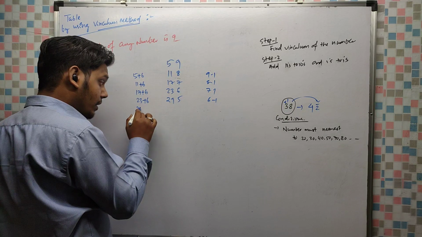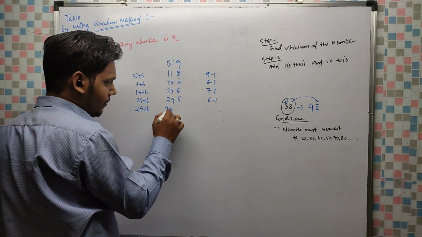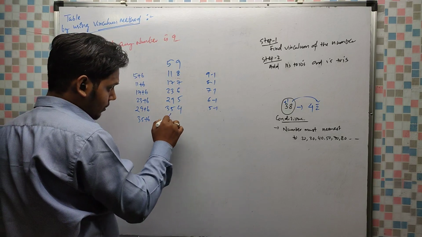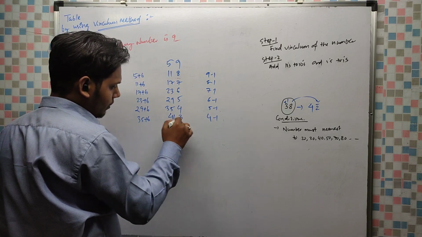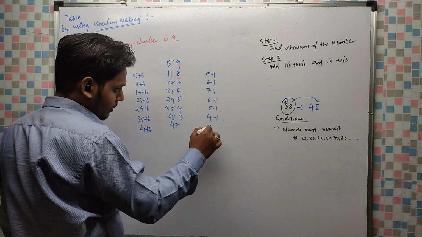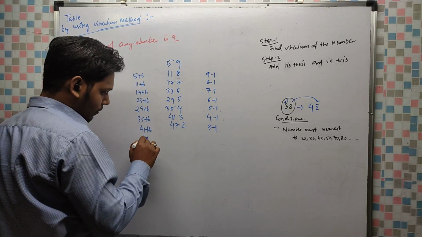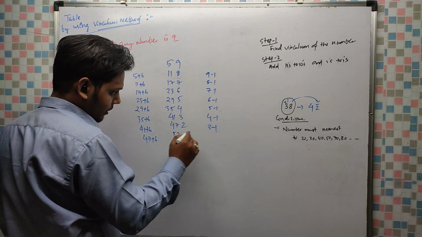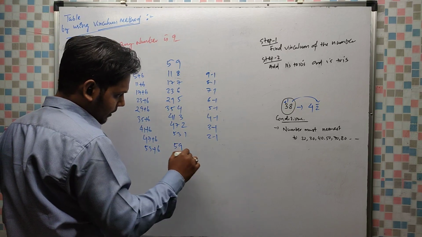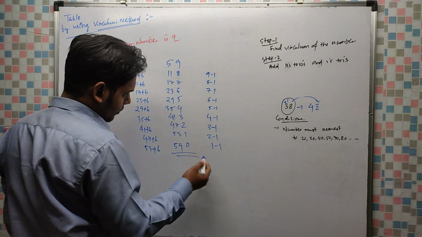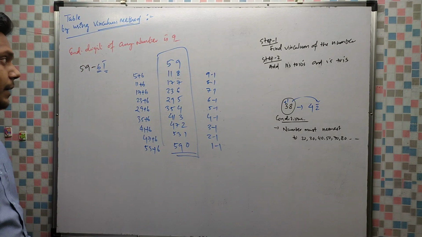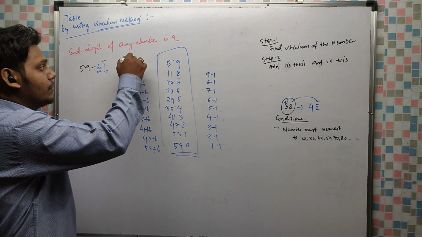Okay. Then 29 plus 6 is 35, and 5 minus 1 is 4. 35 plus 6 is 41, and 4 minus 1 is 3. Then 41 plus 6 is 47, and 3 minus 1 is 2. 47 plus 6 is 53, and 2 minus 1 is 1. 53 plus 6 is 59, and 1 minus 1 is 0. So this is the table of 59.